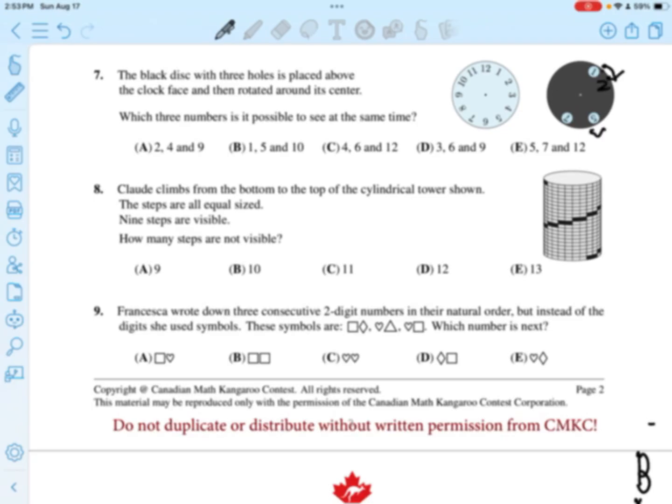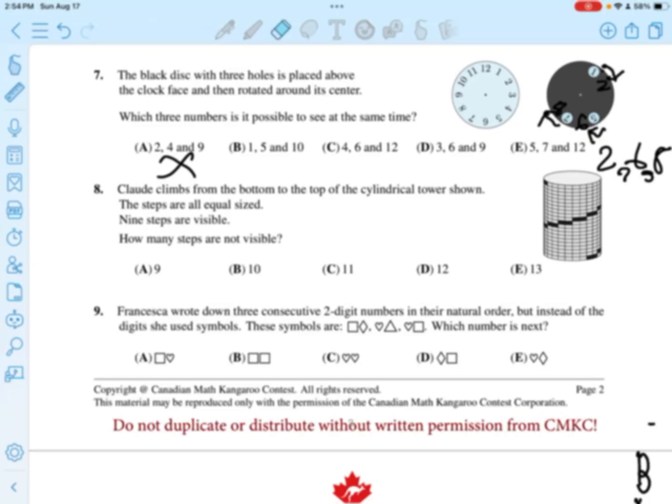And that means you have to move every single one of these holes 1 space, which means this will go to 8, this will go to 6. So that means there should be a pattern of 2, 6, and 8, except in A, it's 2, 4, and 9. And so this is not the answer.